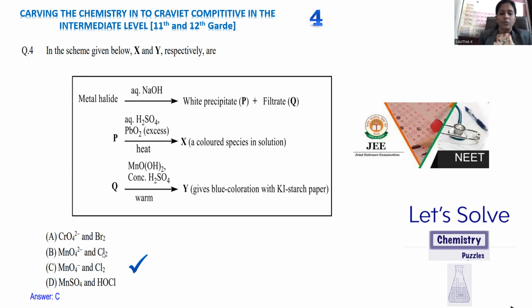So if you look at all the options provided, in A we have bromine, chlorine, HOCl. So we can discard this one. HOCl may not be the right answer. There is a possibility that it is A, B, or C, any one of these, right? Let's solve this problem.